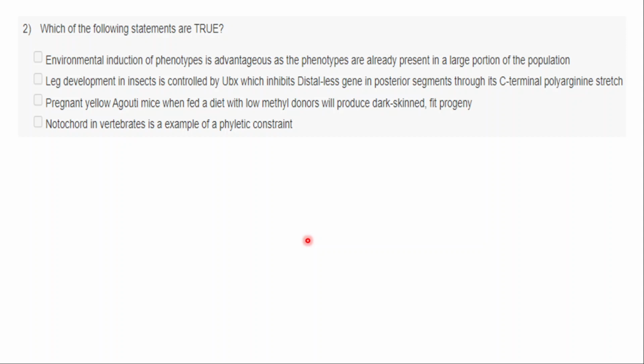Which of the following statements are true? So this is a true-false statement. Which of the following statements are true? Mind you, there might be multiple correct answers.